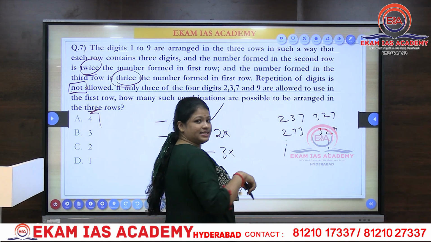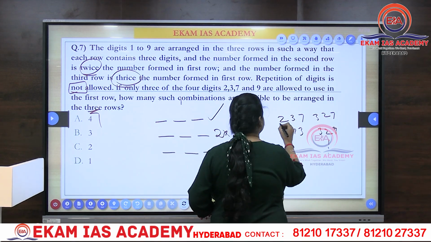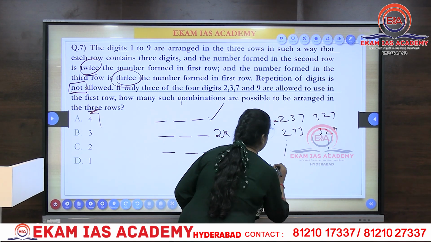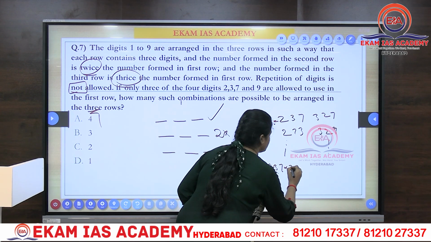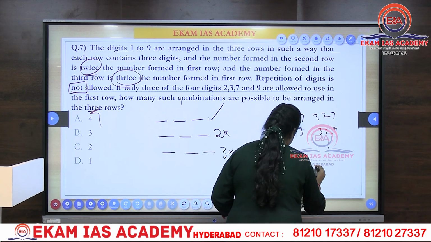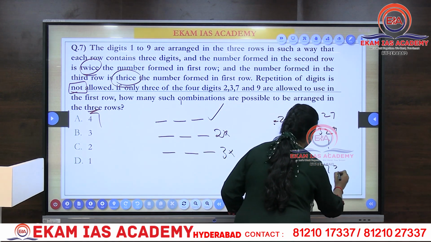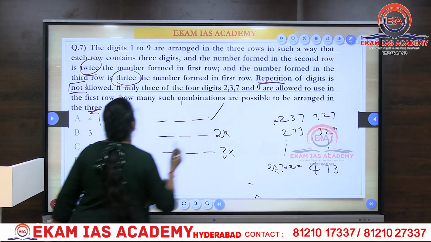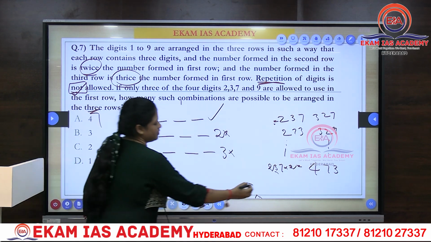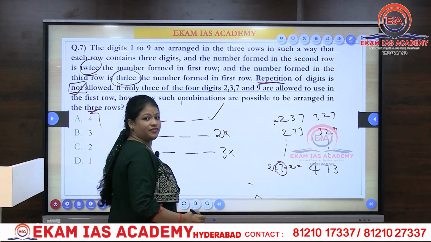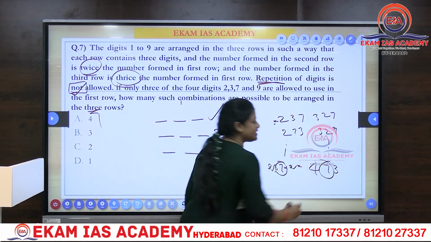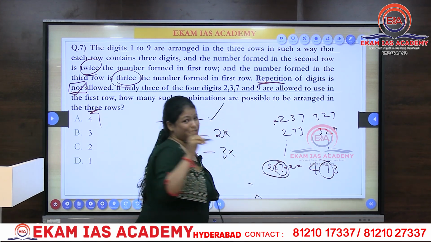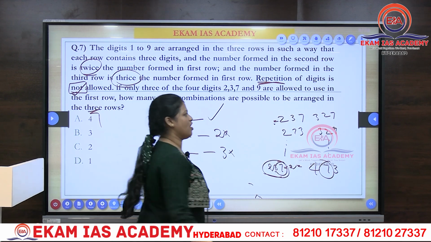So we will be testing here. When we test 237 into 2, that is equal to 473. What is given here? Repetition of the digits is not allowed. So 7 is there in the first row and 7 is there in the second row also. Hence 237 is not the required number we want.